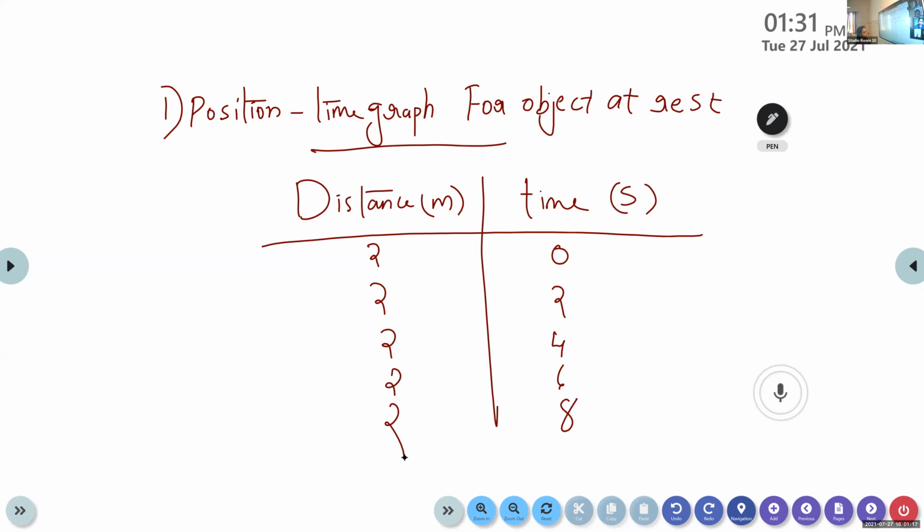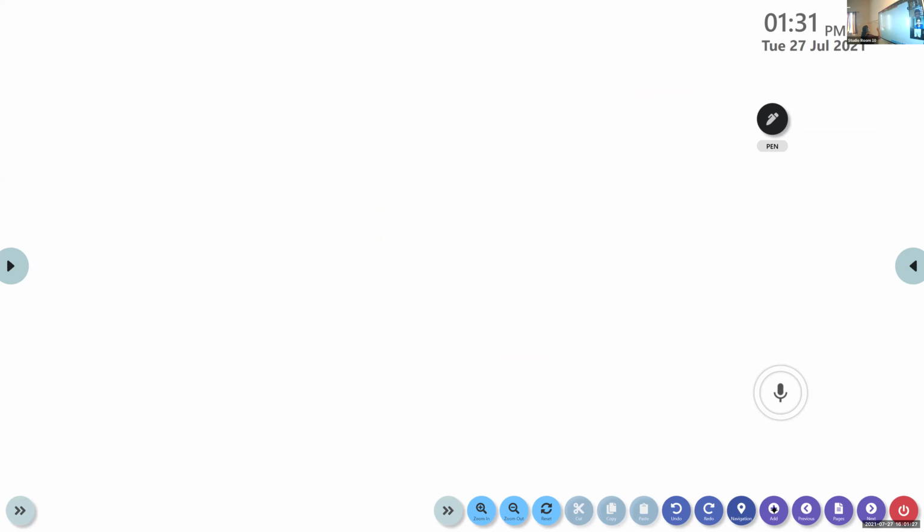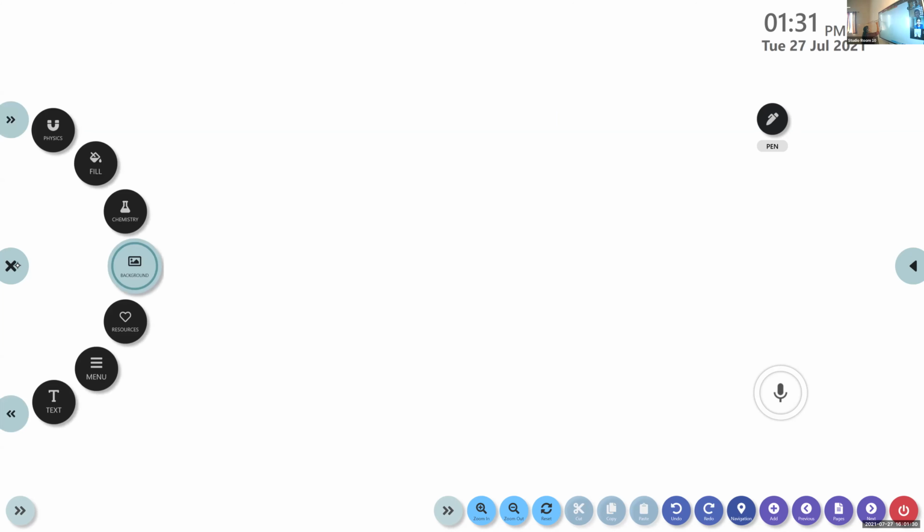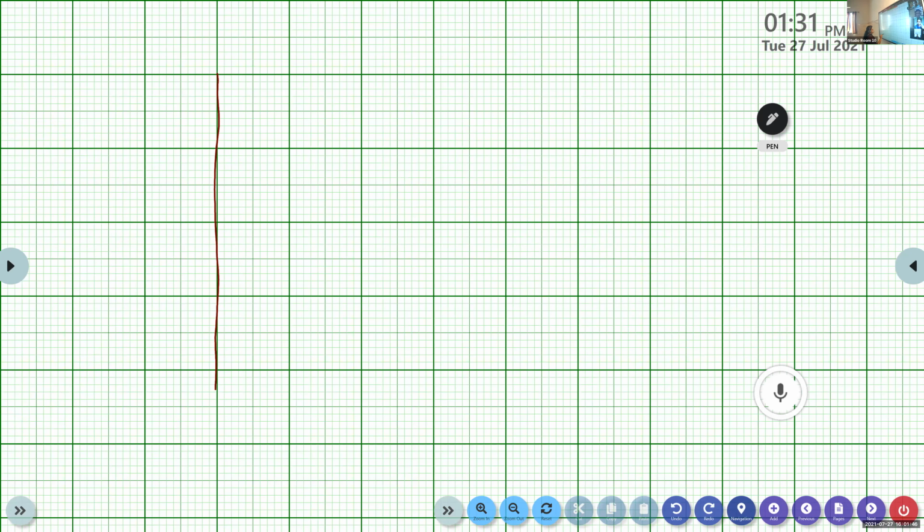So based on this given data, we can draw the graph. You don't need to copy down this table. You only want to study the nature of the position time graph of an object at rest. So based on this table, we are going to draw the graph. You don't need to draw it in the graph book. You can draw it in your notebook itself. Here we have the x-axis and y-axis.